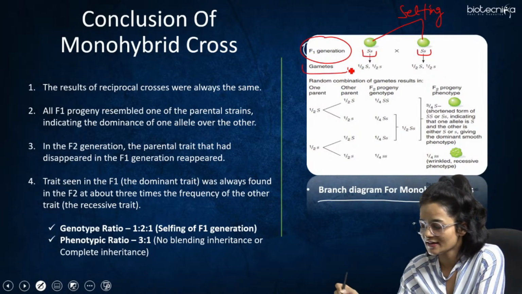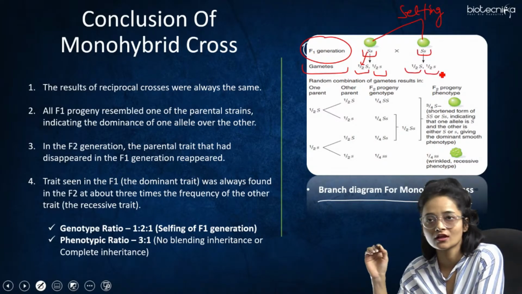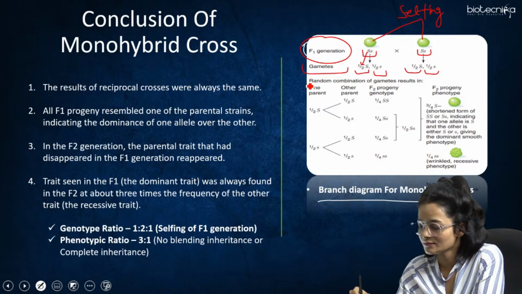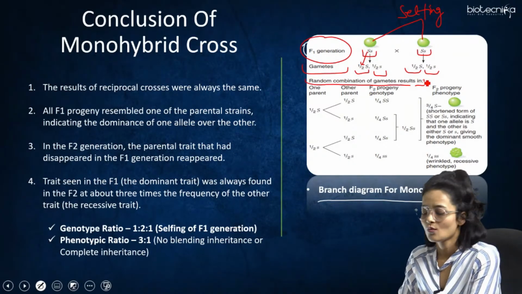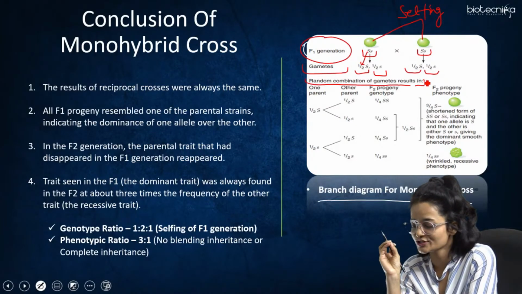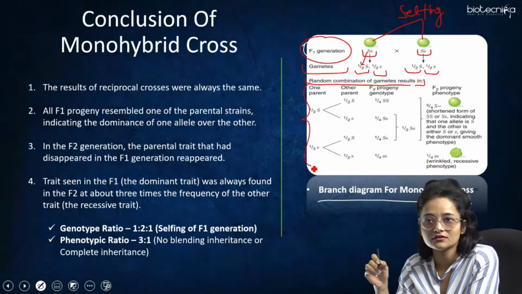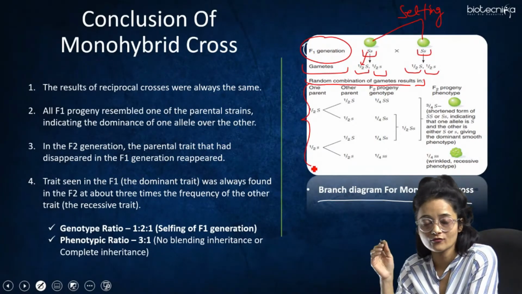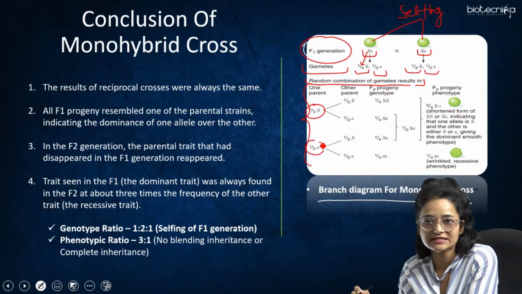And the gametes that are being produced, half of them are capital S, half of them are small s in both the cases, right? Then what happens? Random combination of gametes results in. Now when the selfing is being done in F2 generation, what do we observe? This is one of the alleles for one of the parents. So half of capital S and half of small s is being taken here, right?